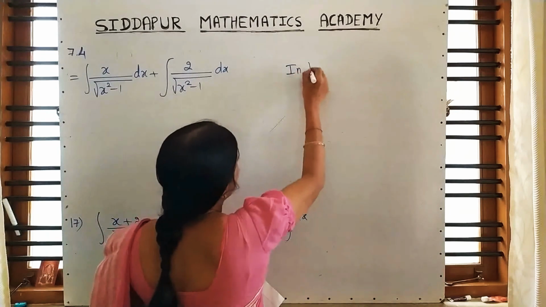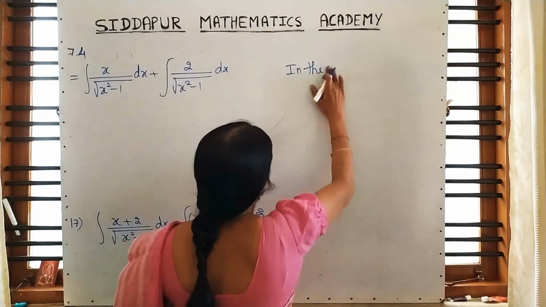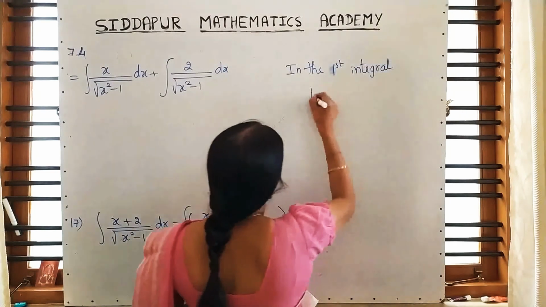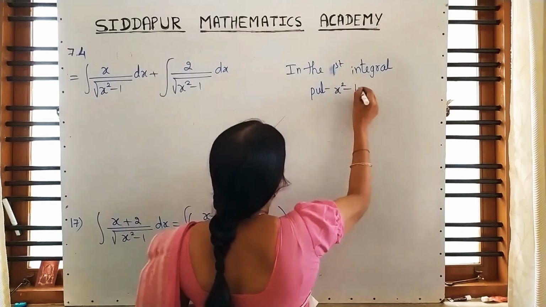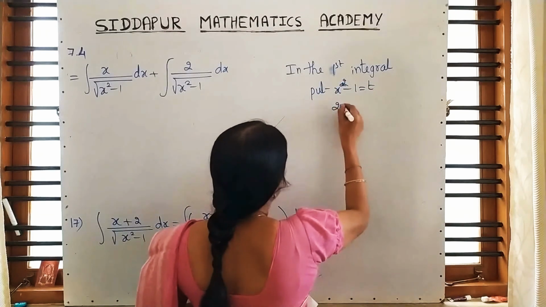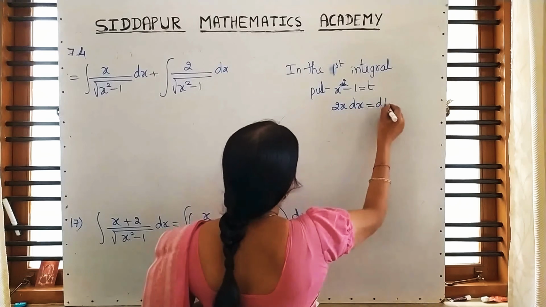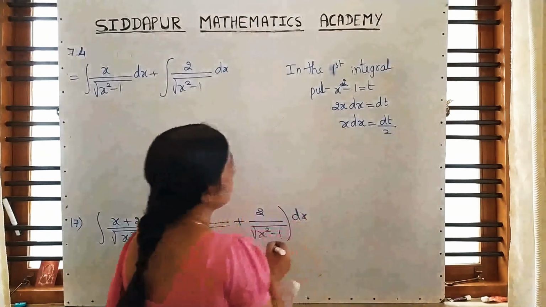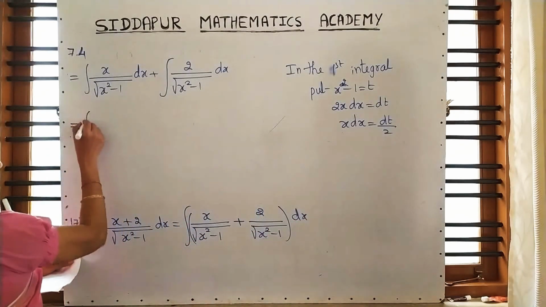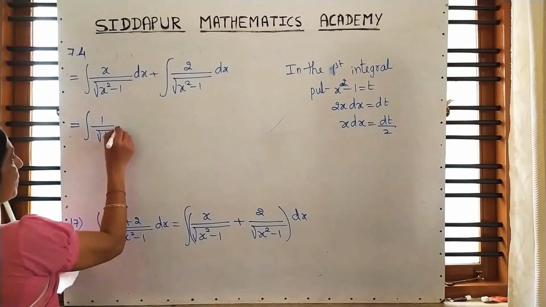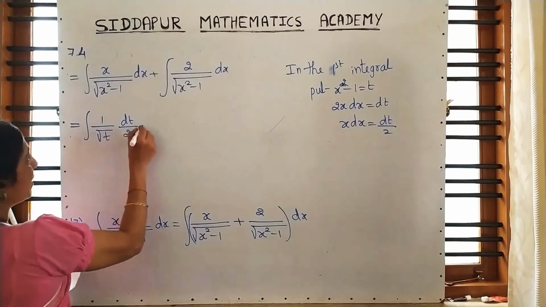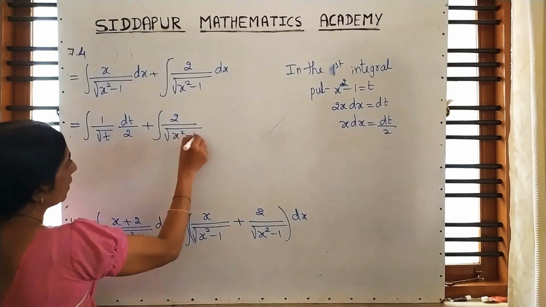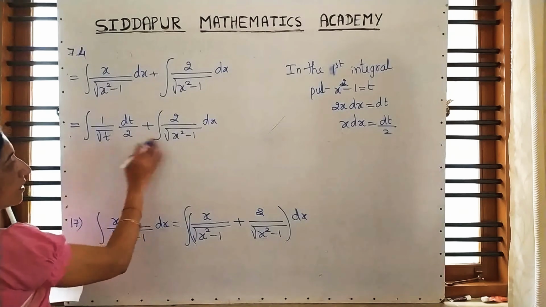So in the first integral, put x² − 1 as t. 2x dx is dt, but we required x dx. x dx is dt upon 2. This is 1 by root t into dt by 2 plus 2 upon root of (x² − 1), which I kept as it is. Even though we are familiar with the formula, I want to integrate both at the same time.